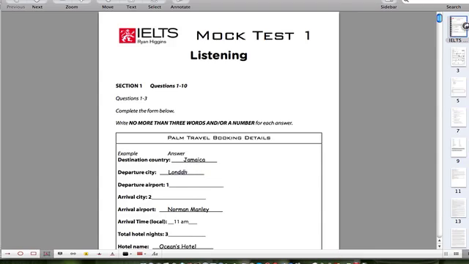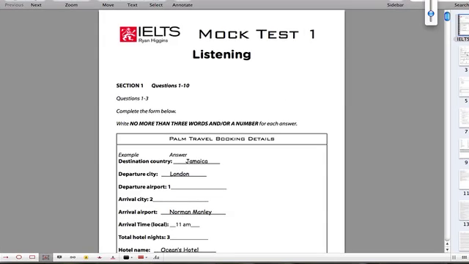Now, pay attention to the answers that are filled already. And pay attention to some of the key vocab we're going to need to know.